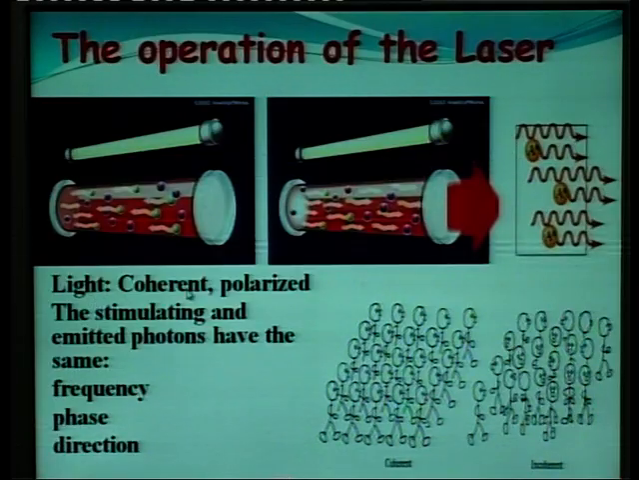The light is coherent and polarized. The stimulated and emitted photons have the same frequency, same phase and same direction. This is shown here. Coherent means all of these are moving in the same direction, uniformity is there, and this picture depicts the incoherent behavior. So in a laser, what is required? Stimulated emission is required.